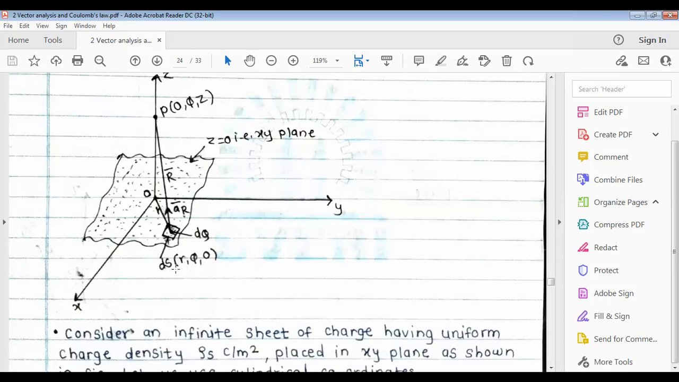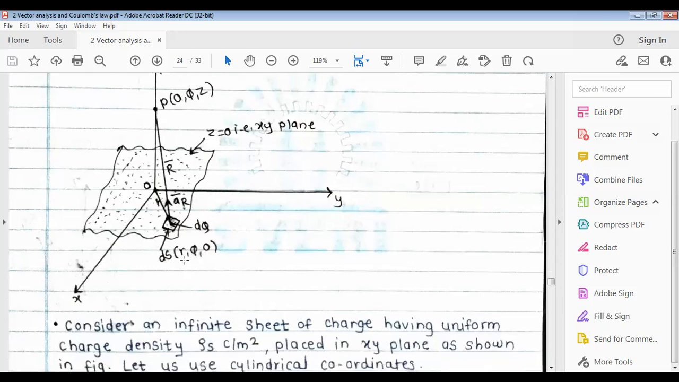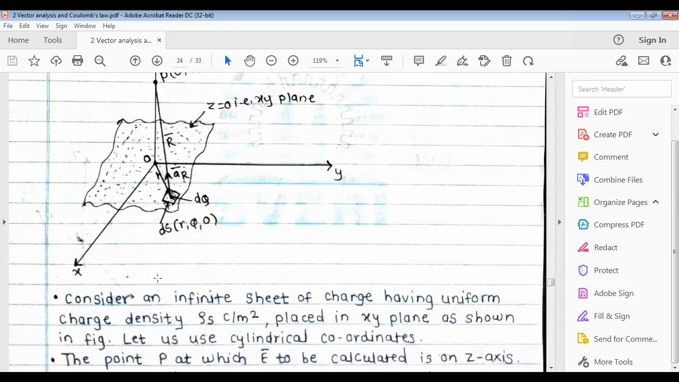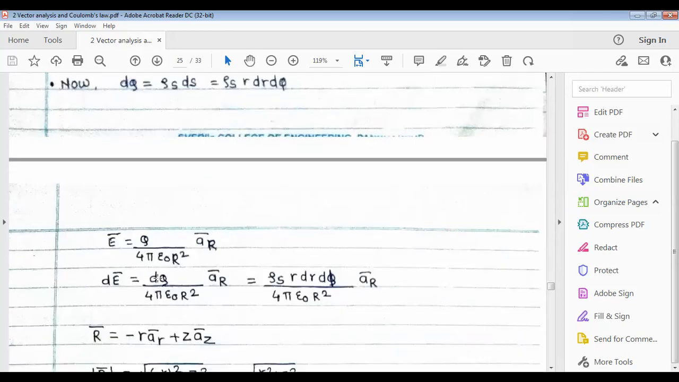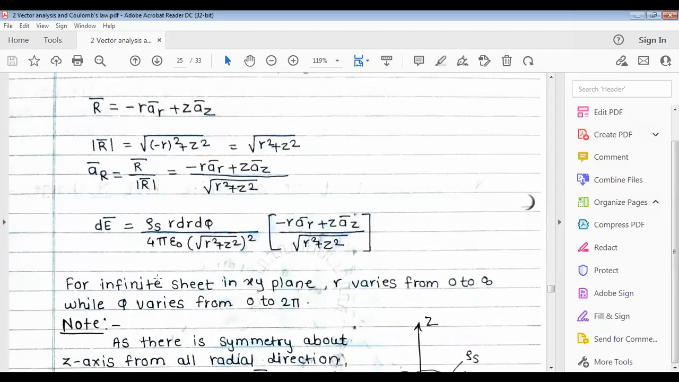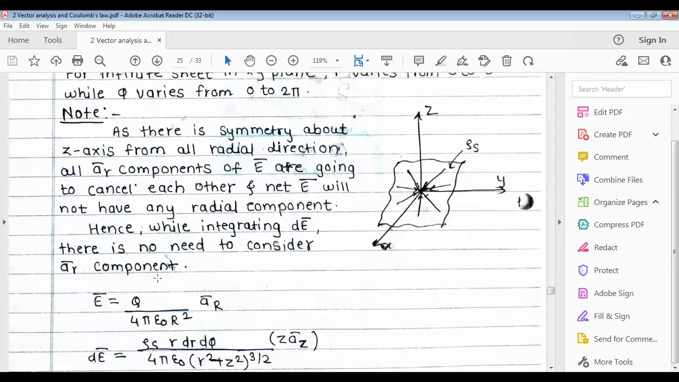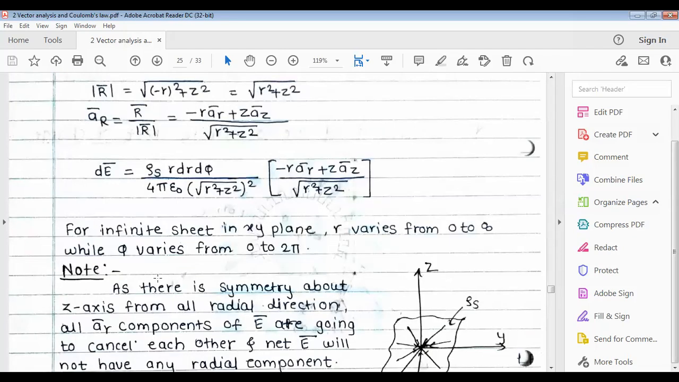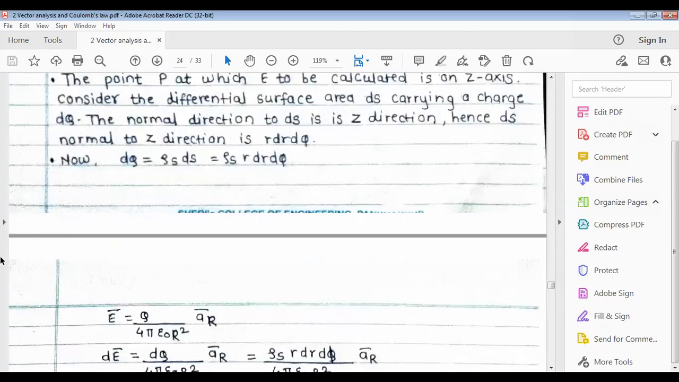Therefore your differential surface area when z is equal to constant will be r dr into d phi. How is it coming? I think we have already seen this in the cylindrical coordinate system. So this ds is equal to r dr d phi. All of you note this, you can also check that.